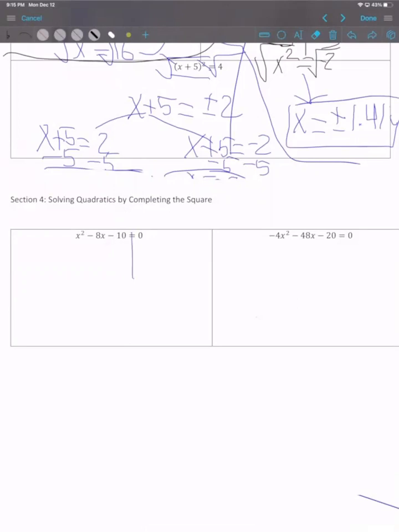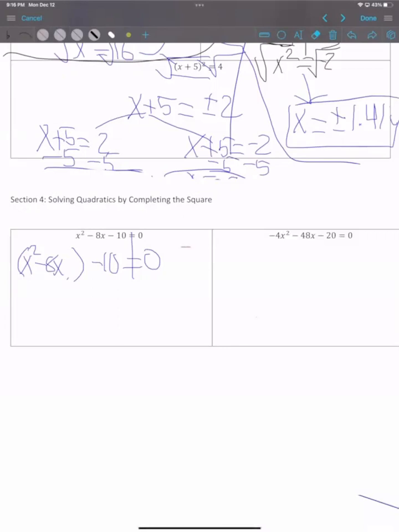So this first one, completing the square, just like in section 1 where we got it in vertex form, we're going to group up our x parts. Usually I would try to leave a little bit of space because when we complete the square, that -10 will just hang out on the outside, or you're welcome to move it to the other side. But we're going to complete our square.